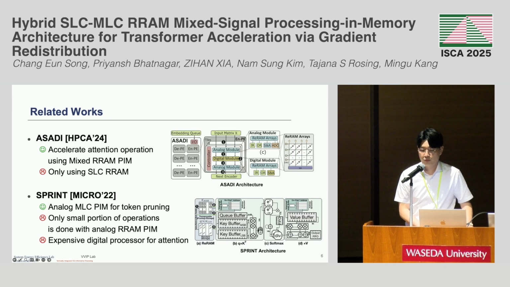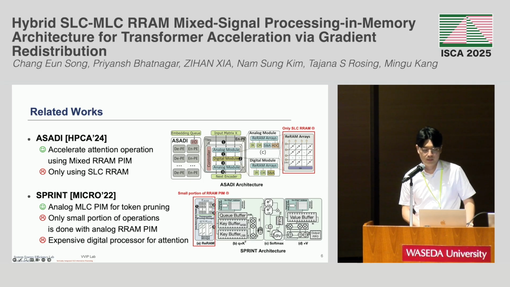So these are the two related works which try to accelerate the transformer models by using the RRAM PIM architecture. The first work is the one that tried to accelerate the attention operation using the mixed RRAM PIM architecture. However, they only implemented the single level cell RRAM PIM, and haven't explored the chance to use the multi-level cell. And the second work is Sprint, which tried to use the analog multi-level cell PIM operation for token pruning. However, only a small portion of the operation is done with the analog RRAM PIM, and they still maintain the expensive digital processor for the attention operation.